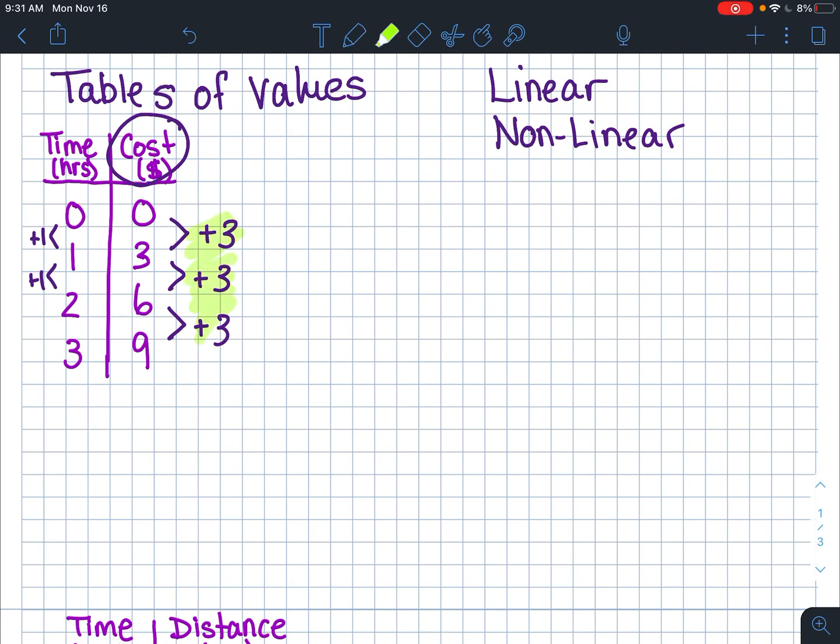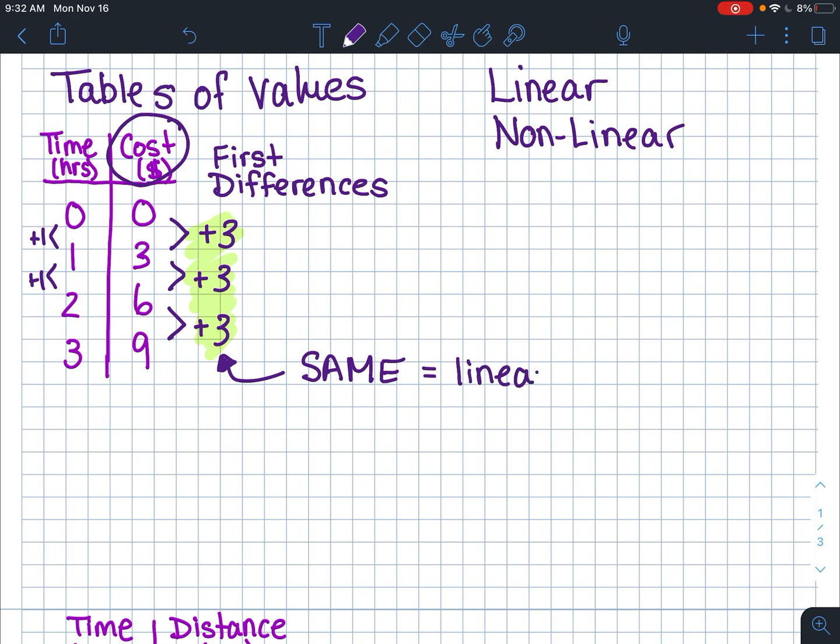So these numbers are very special. We call these numbers first differences. And if these numbers are the same, like they're all 3s, that equals a linear relation.